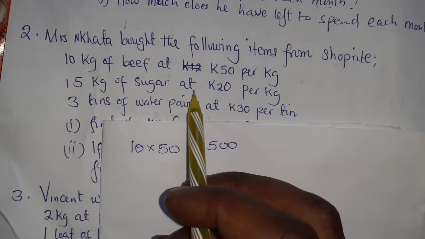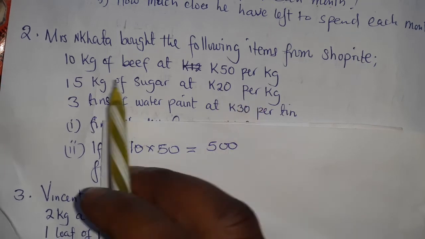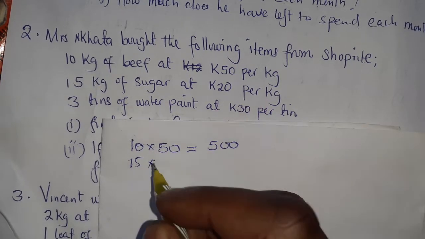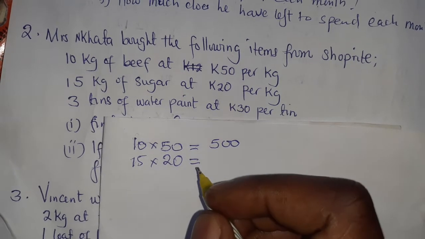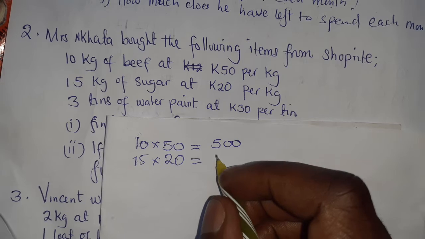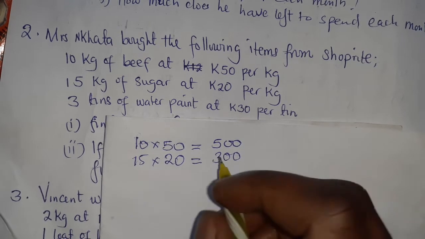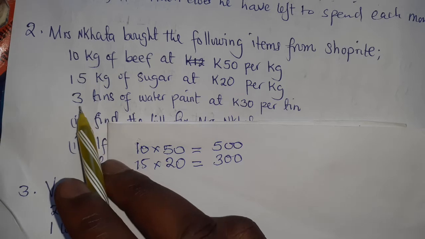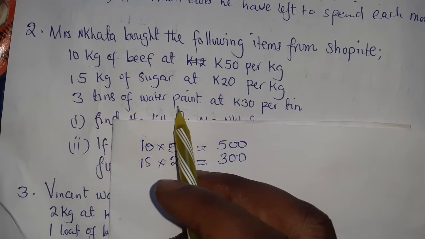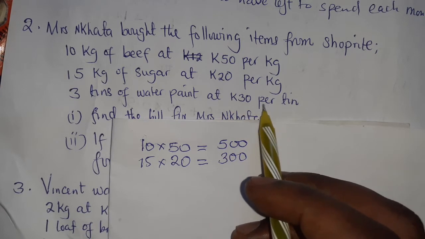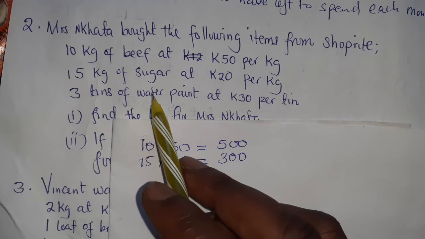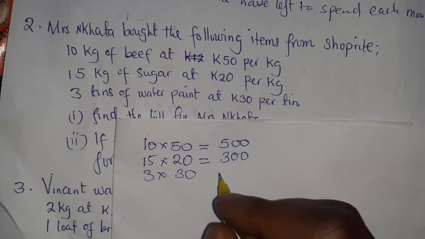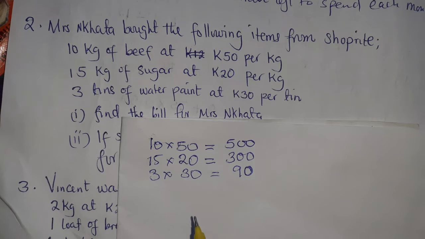15 kg of sugar at 20 per kg. So meaning it's going to be 15 multiplied by 20. What are we going to get? 300, right? Then 3 tins of water paint at 30 kwacha per tin. So 3 tins, each one of them costs 30 kwacha. Then this gives us 90 kwacha.